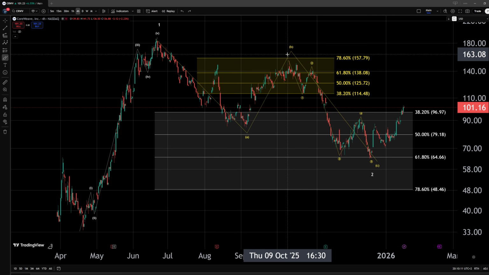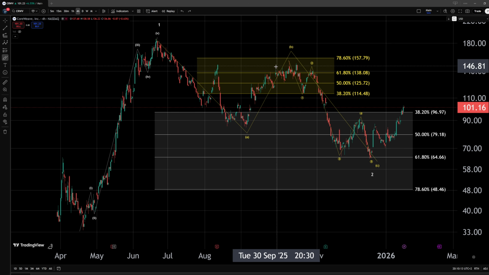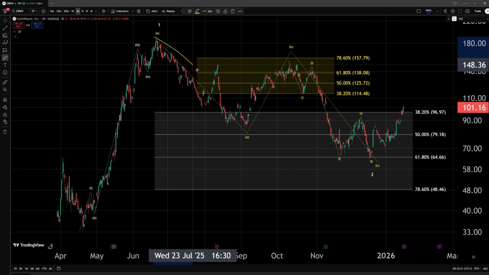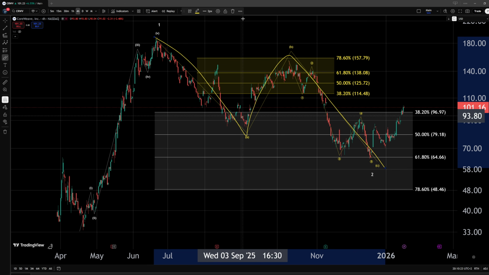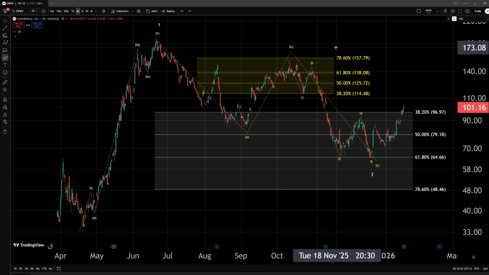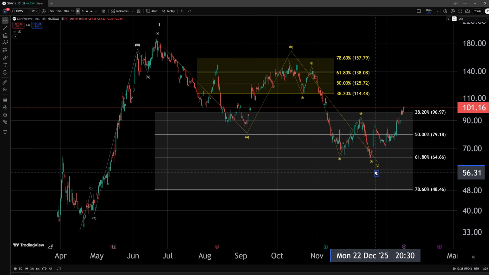And even though we managed to extend a little higher along the way, we were looking still at this with high probability, and it ended up following through. We now have a larger 3-wave correction complete. I would need no additional lows to consider this structure, this wave 2 correction, done.